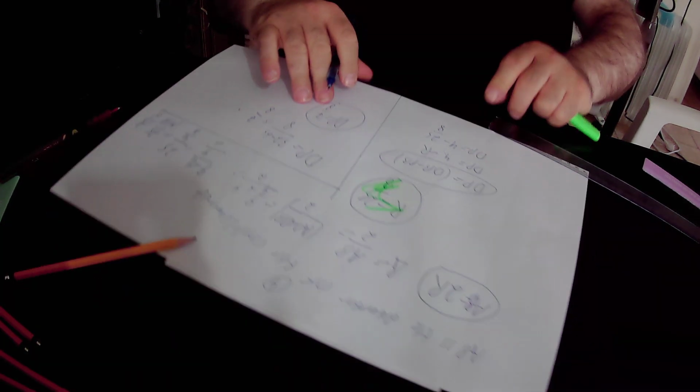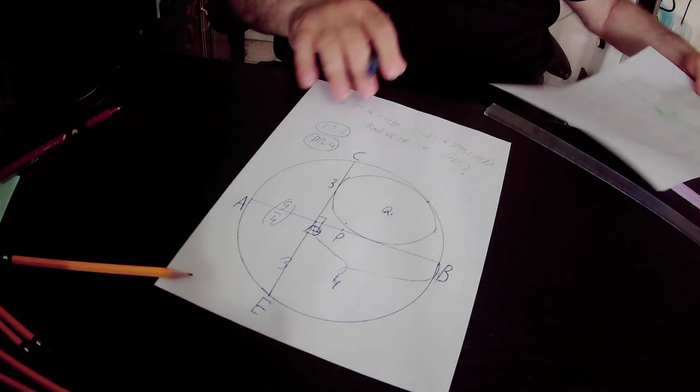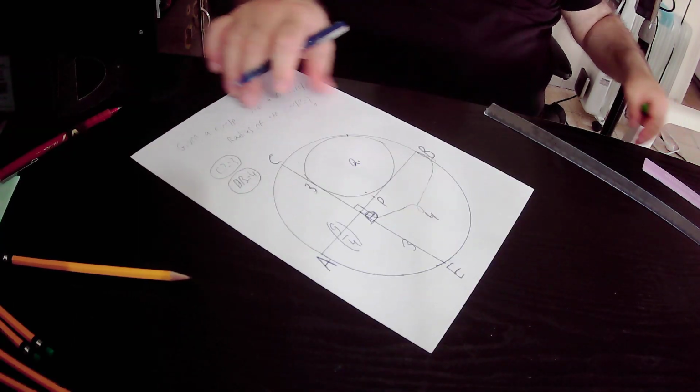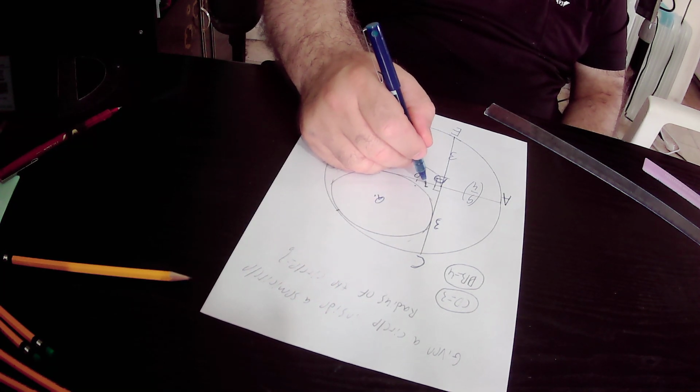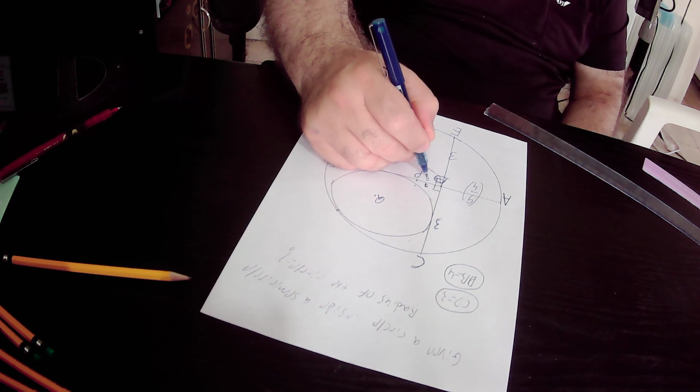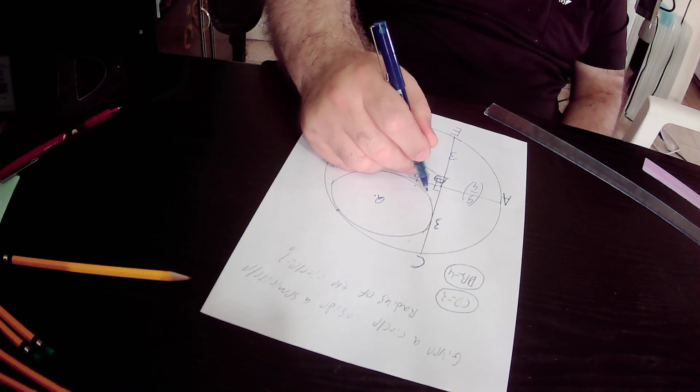So we can write here that DP equals 7/8. Okay.